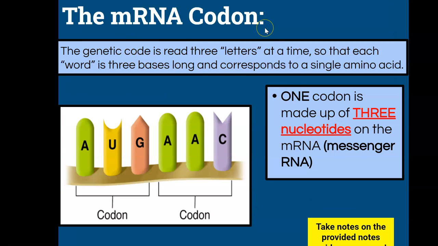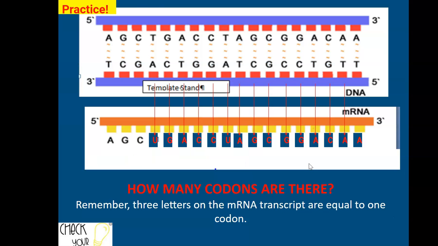The mRNA codon is a new vocab term. The genetic code, if this is my mRNA transcript, is read 3 letters at a time, so that each word is 3 bases. For example, AUG is 1 codon, and that is going to correspond to 1 amino acid. My second codon is AAC. That's going to correspond to a second amino acid. So again, 1 codon is made up of 3 nucleotides on the messenger RNA. So you're going to practice here, and I just want you to look at the screen.